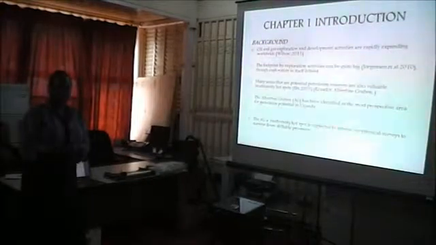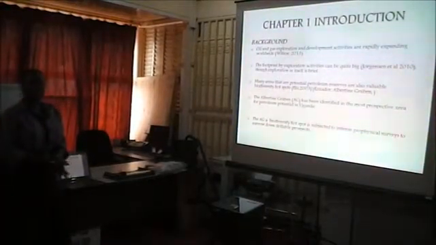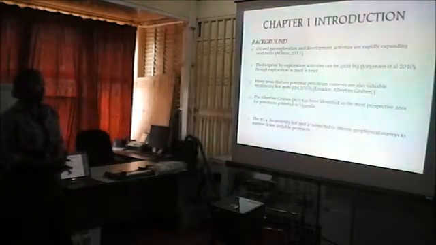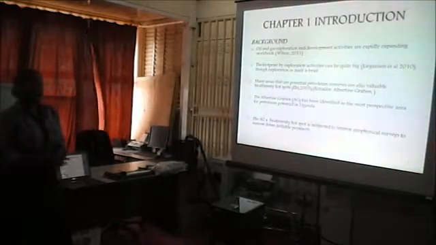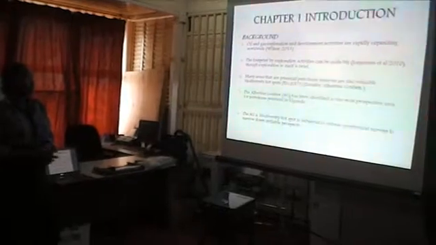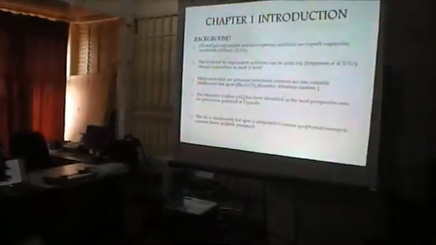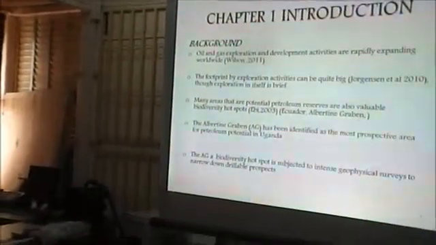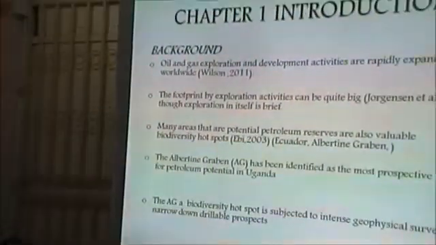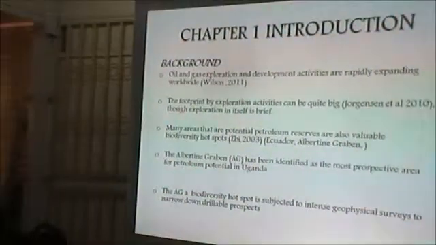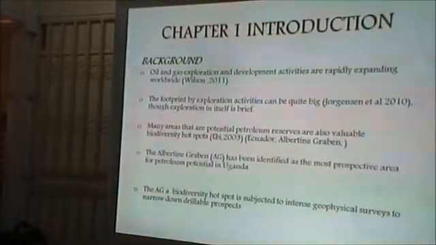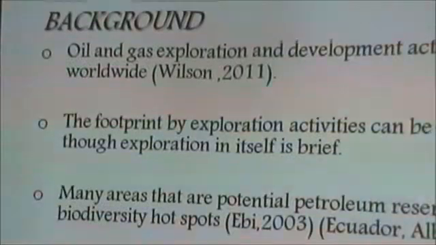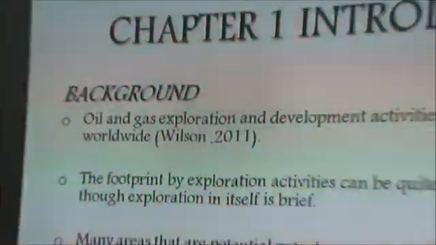We are all aware that oil and gas exploration worldwide has been on the increase. This is to take care of the increased energy consumption globally. Oil exploration has environmental risks attached with it, though these vary with the method of exploration used. And it has been observed that of late, most potential petroleum reserves are situated in ecologically sensitive areas. An example is our own Albertine Graben. It is an ecologically fragile area, but endowed with petroleum reserves.